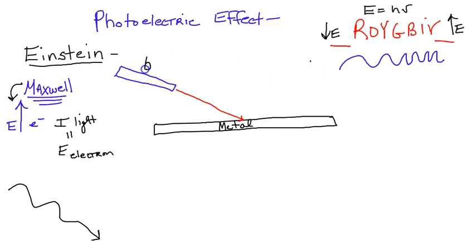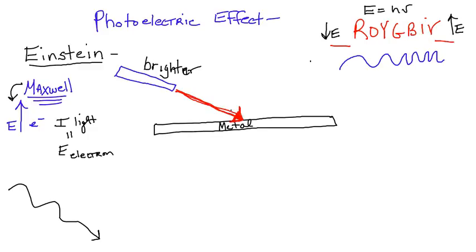So they made it brighter, okay? They made it brighter, which means they increased the intensity. So therefore, it was a darker red. Now, what happened was it doesn't emit any electrons.